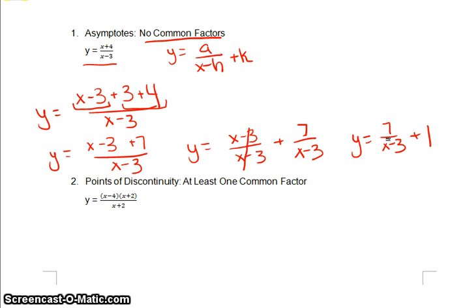One point, if you remember once again: what value is your horizontal asymptote, given our standard form a divided by x minus h plus k? Which value there was the horizontal asymptote? This one here is your k value. So if k is equal to 1, that means your horizontal asymptote will be at y is equal to 1.